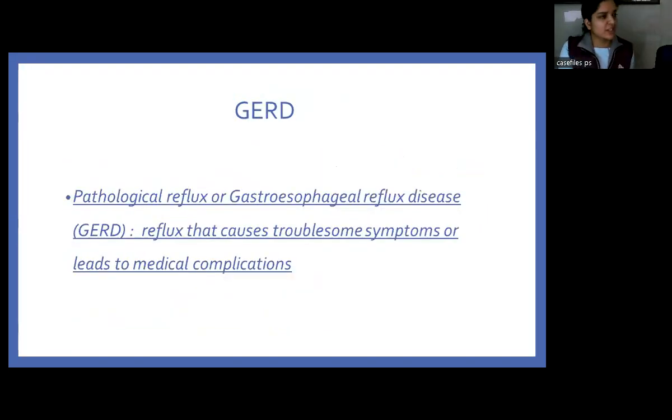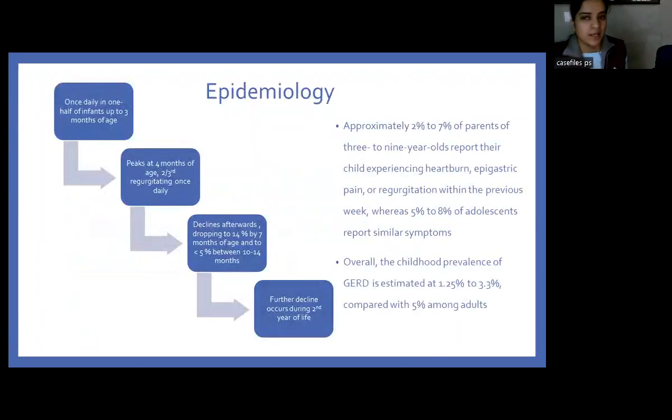What is gastroesophageal reflux disease or pathological reflux? It is the reflux that causes troublesome symptoms or leads to medical complications. Usually in infants, there is a high frequency of reflux that occurs almost up to 3 months of age, with every half of the infants experiencing it once a day. Its frequency is maximum at 4 months of age, and after that it decreases. After 13 to 14 months of age, it decreases almost completely. In the few cases, less than 5%, in which it persists, it completely disappears by the age of 2 years.